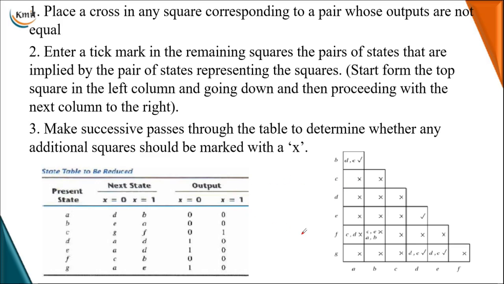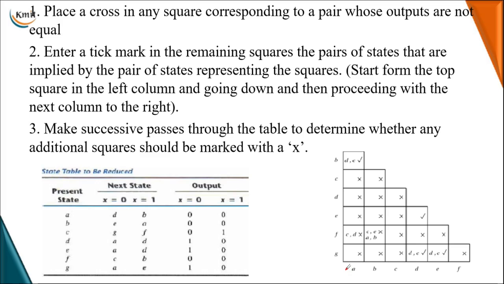In order to determine that compatibility, we have to check your outputs. If the outputs are equal between two states, then they are implied states, so those two states are compatible. Then we can put a tick mark onto that compatibility chart. If they are not compatible, then we place a cross mark on the corresponding intersection square.